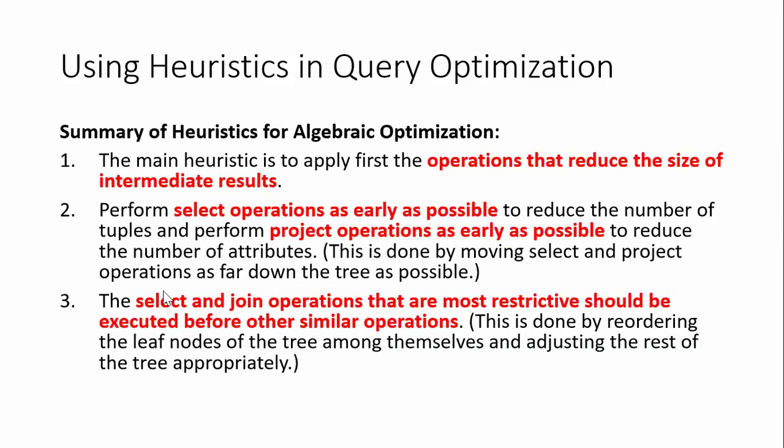Right, just to summarize what we have discussed so far, we were discussing how we use heuristics for algebraic optimization. Mainly, you perform the operations that reduce the size of the intermediate results first. The second one, you perform the select operations to reduce the number of tuples and perform the project operations as early as possible. Third, select and join operations that are most restrictive should be executed before other similar operations. So simply what you do is you usually reorder the relations.